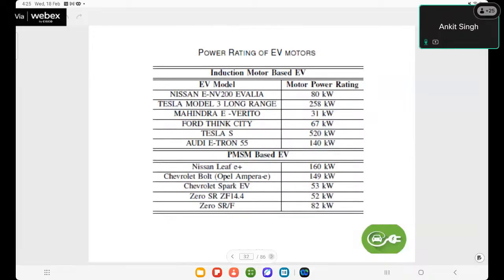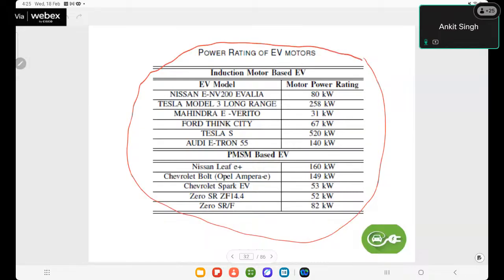So we can see this table. What can be the power we can reach during the charging when we are utilizing the machine winding? Because the motor which is used in the electric vehicle depends upon the type of electric vehicle. Here for some models the motor rating is given. Nissan ENV 280 kilowatt, Tesla Model S3 250 kilowatt, and like that.